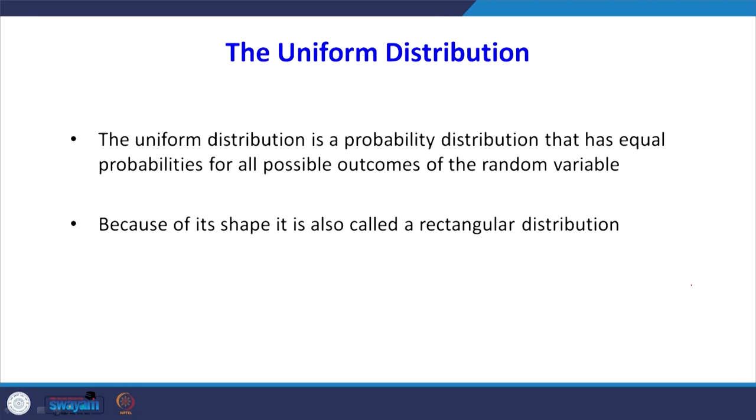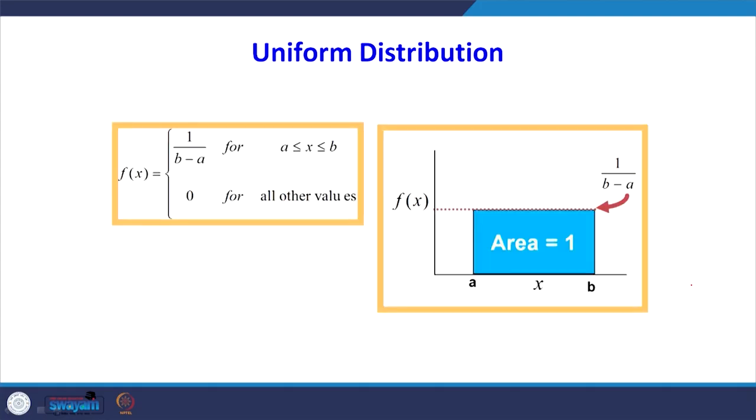First we will see the uniform distribution. The uniform distribution is a probability distribution that has equal probabilities for all possible outcomes of a random variable. That is the probability of random numbers also. When we say random numbers, the probability of choosing any number is the same. Because of its shape, it is also called a rectangular distribution. Look at this uniform distribution. The uniform distribution is defined in the interval a less than or equal to x less than or equal to b. So, the probability function is 1 divided by b minus a, where b is the upper limit and a is the lower limit.